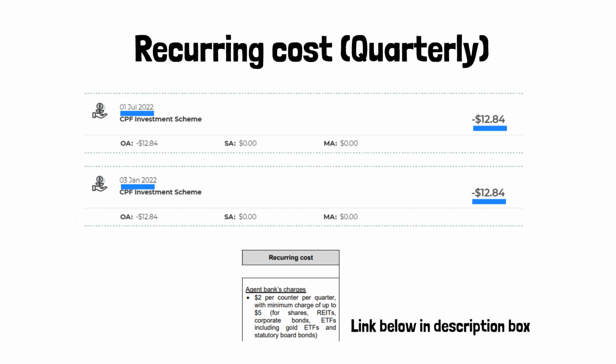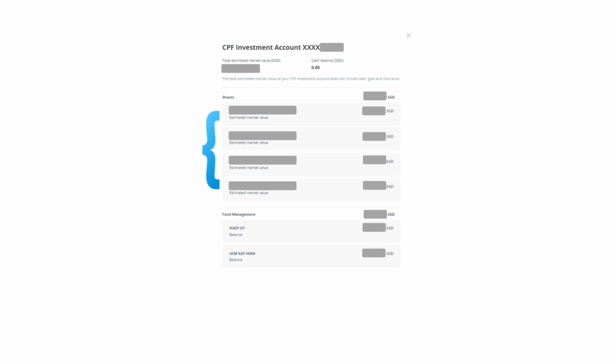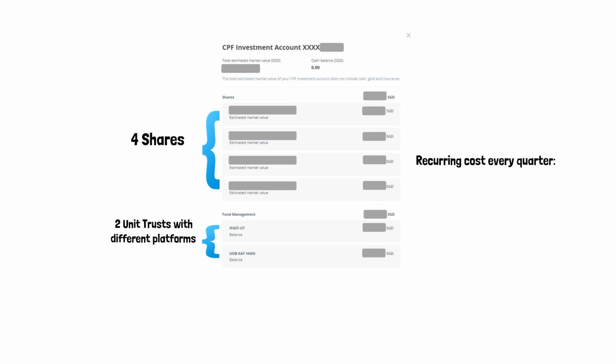I will drop the link in the description box below for this document from the CPF website on the charges typically incurred for various investment products. The reason why I was charged $12.84 every quarter was because I've invested in 4 stocks and 2 unit trusts. Hence, the calculation will be $2 times 6 times 7% GST.